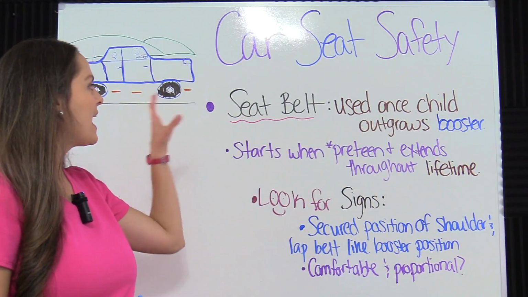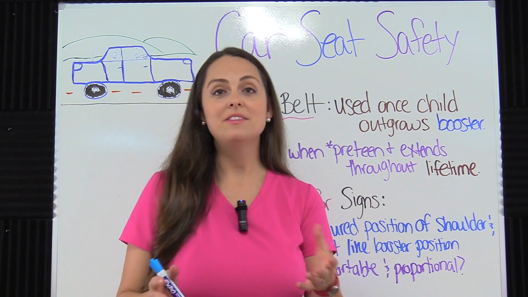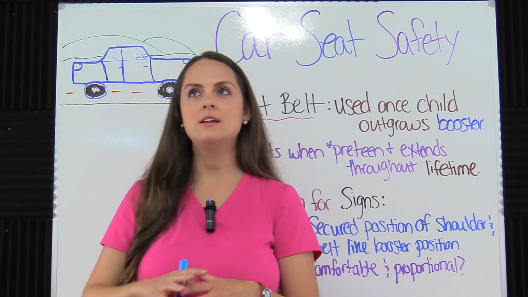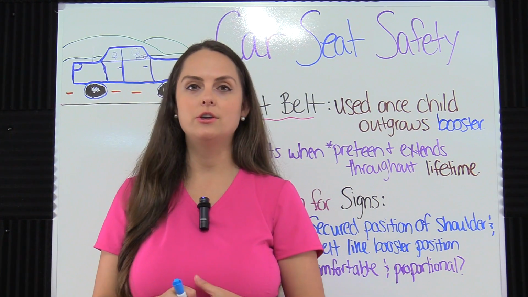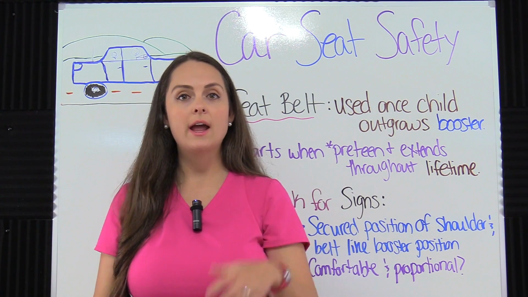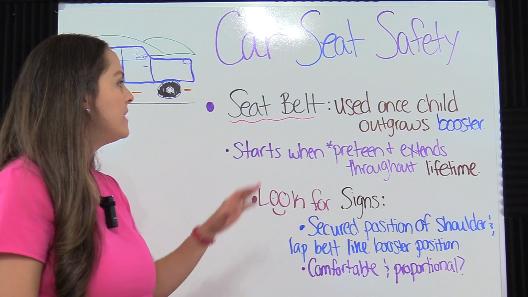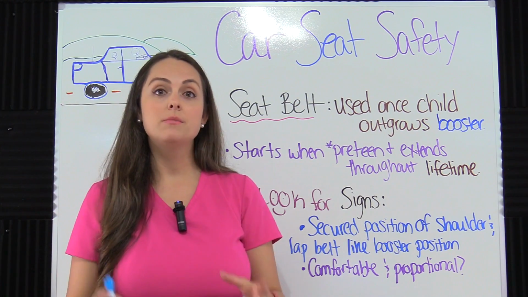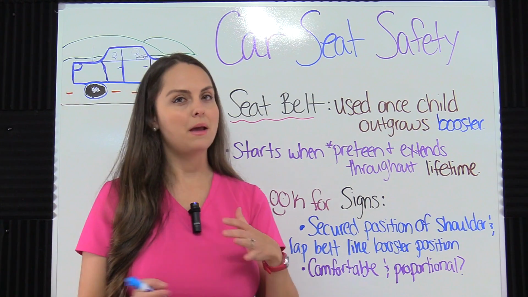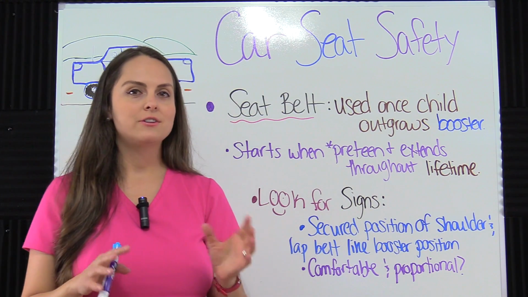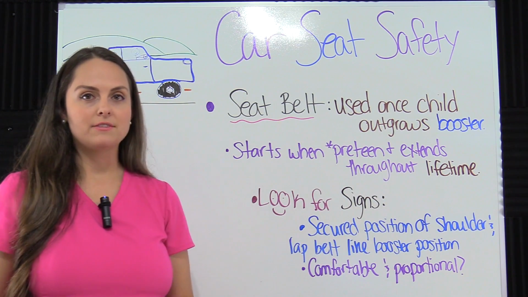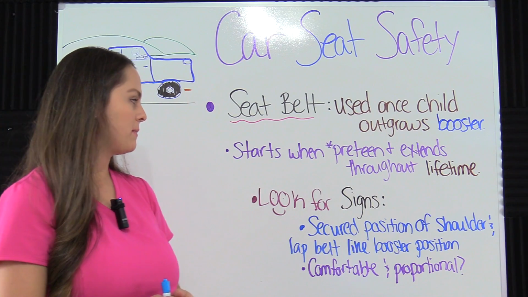And then lastly, we have the seatbelt restraint. So with this, the child is going to be sitting forward in the car, but they're not going to be in any device that's going to keep them secure. Instead, they're going to be sitting in the seat of the car using the shoulder and the lap belt together. And this is used once that child outgrows the booster seat. So this typically occurs when the child is a preteen, so it could maybe occur a little bit before or after. Again, that really varies on the child. And it will extend throughout their lifetime. Anytime they ride in a car, they should wear a seatbelt.